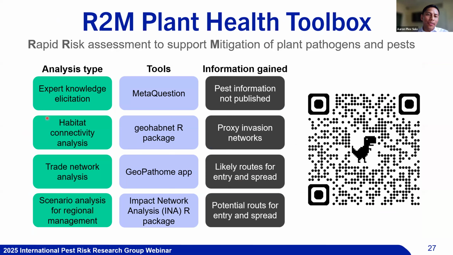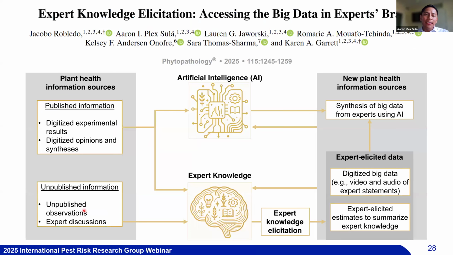We have developed the meta question tool that helps us develop these types of analysis, or the scenario analysis for regional management, which can help us understand different scenarios of plant risk. For example, in this paper, we highlighted how different sources of information, from published or unpublished information, can be integrated to develop different types of modeling approaches.